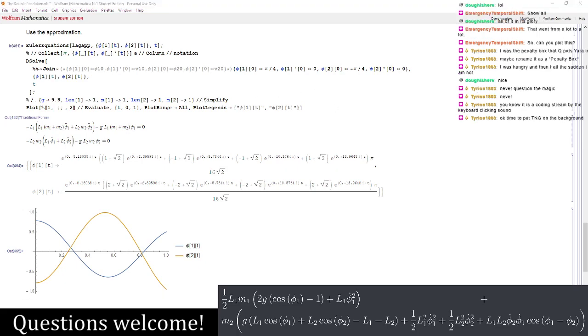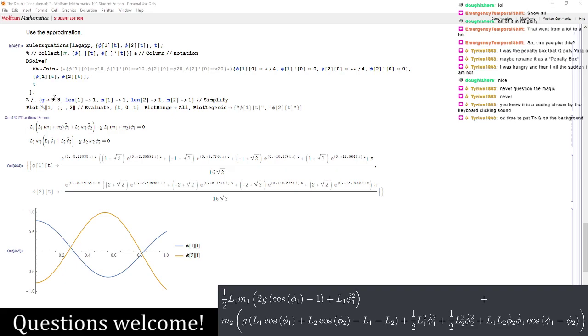Okay, time to put TNG on in the background. That's always a good choice, Tyrion. Yeah, Tyrion, you know it's a coding stream, but by the keyboard clicking sound, yep, I'd say that checks out.